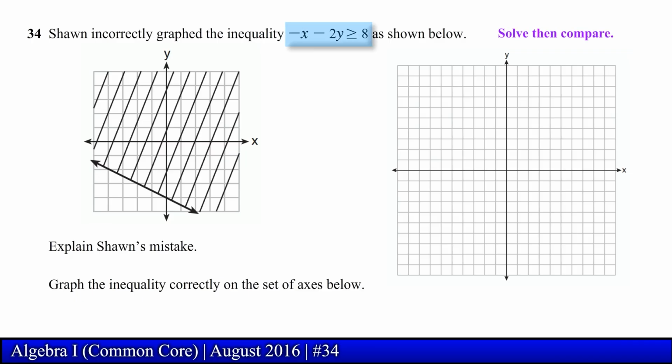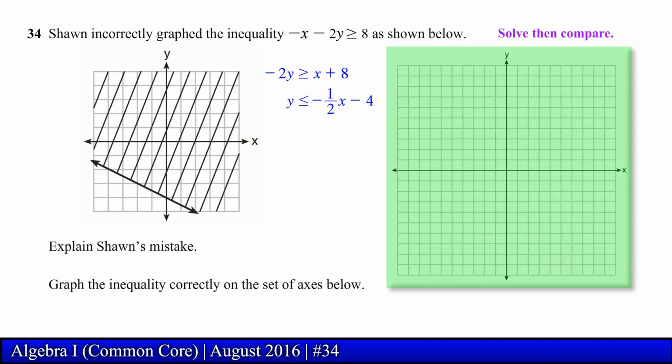Let's first rewrite the inequality into the slope-intercept form of a line. So we first add x to both sides of the equation. We then solve for y by dividing both sides of the inequality by -2, making sure we flip the inequality symbol, since we are dividing by a negative number. Doing that, we obtain the following inequality.